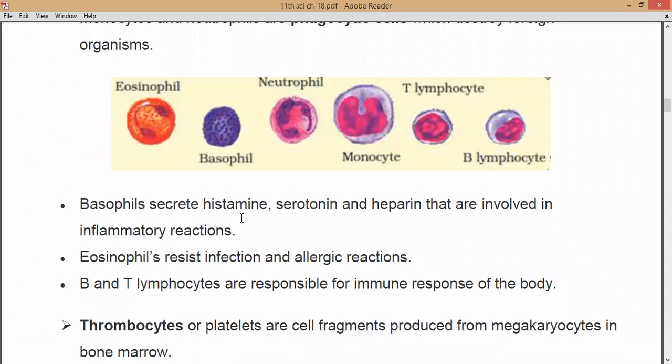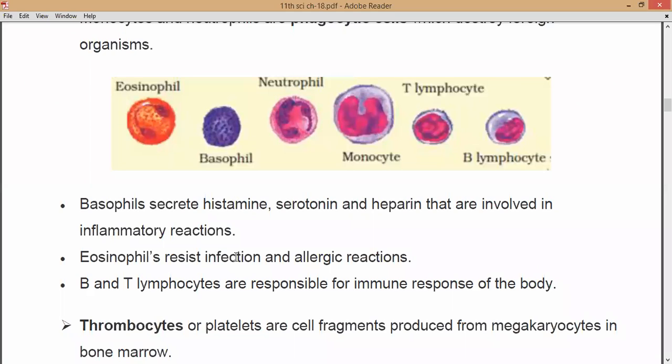Basophils secrete histamine, serotonin, and heparin that are involved in inflammatory reactions. Whichever part of your body is getting inflamed at that time, these basophils, which are rarely observed in your body, secrete histamine, serotonin as well as heparin, in order to reduce the inflammatory reactions.